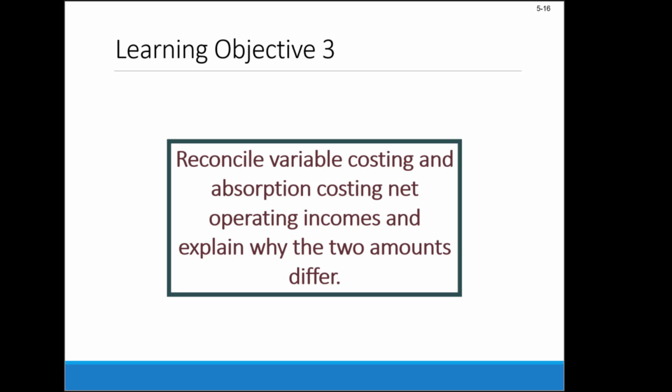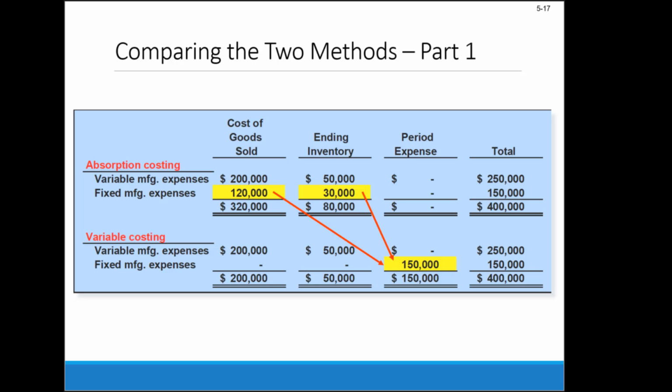Our third learning objective was to be able to reconcile those formally and explain why they're different. We've taken a big step in that direction already. If we look at the two top to bottom here, under absorption costing, we've got cost of goods sold, $200,000 related to those variable production costs, and $120,000 related to that fixed overhead. Again, only the fixed overhead related to the units that were sold, not produced. Conversely, in ending inventory, we've got $50,000 in variable production costs and that $30,000 in fixed overhead.